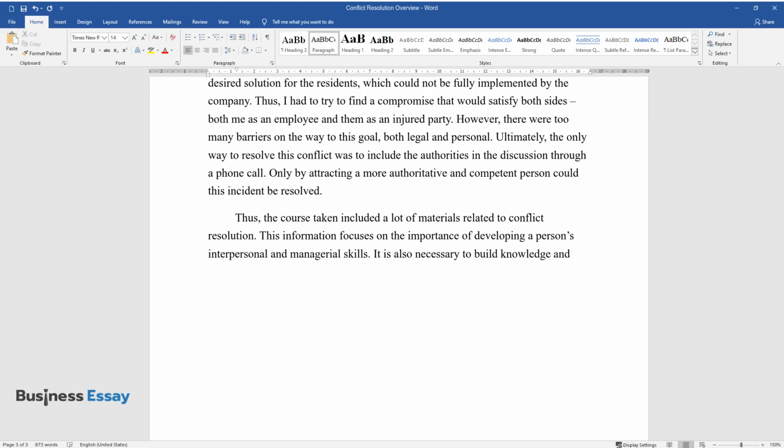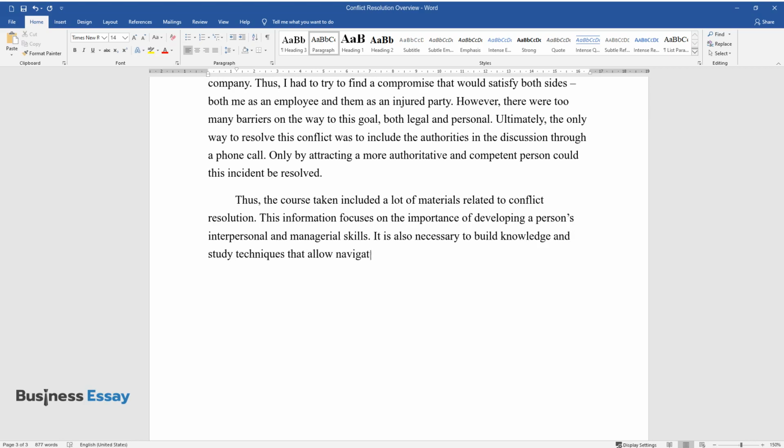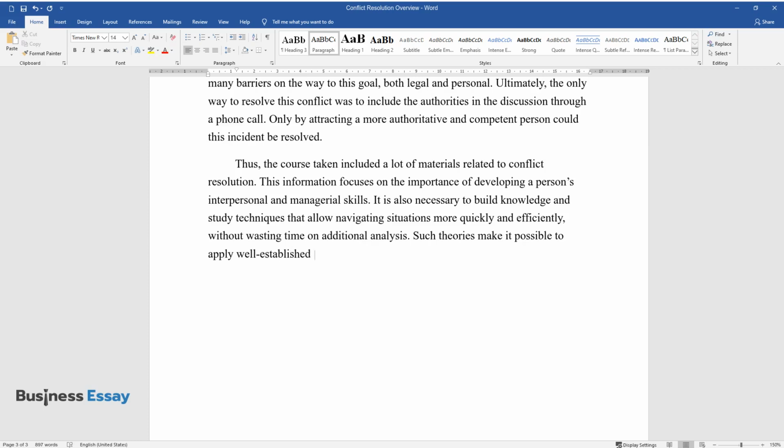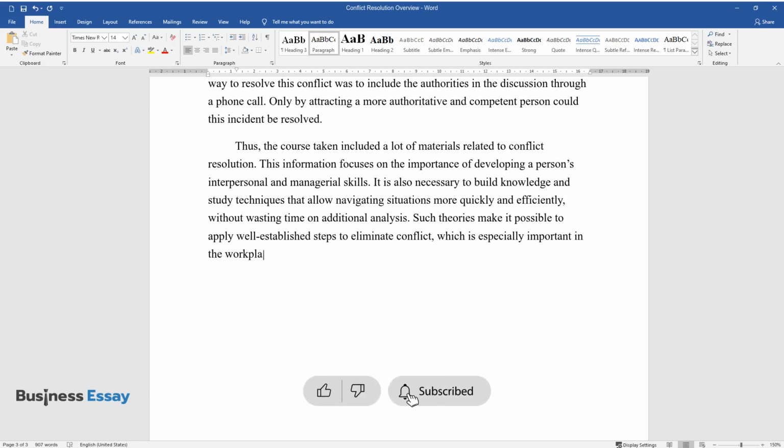It is also necessary to build knowledge and study techniques that allow navigating situations more quickly and efficiently, without wasting time on additional analysis. Such theories make it possible to apply well-established steps to eliminate conflict, which is especially important in the workplace, where conflicts can occur frequently, and there is little time to resolve them.